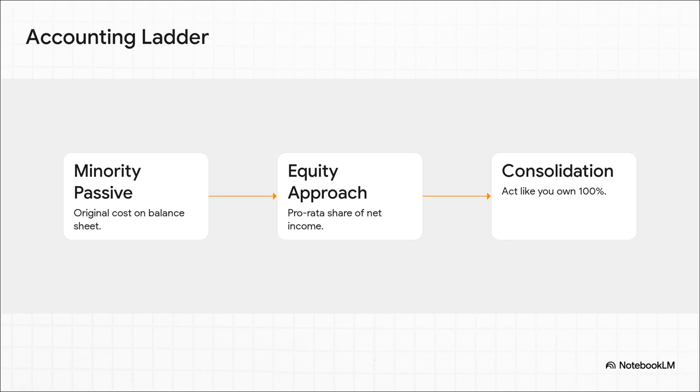And then, for a majority stake, the company has to consolidate. That means they pretend they own 100% of the other company, and then they try to back out the part they don't own with this super confusing line item called minority interest. See what I mean? It's a total mess.